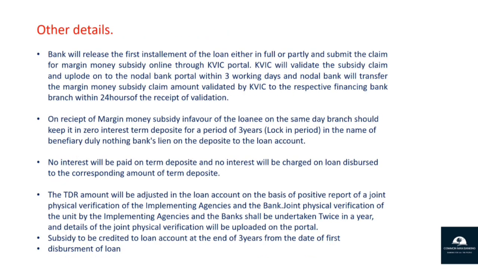And other details. After your loan is sanctioned, the bank will release it either in one installment or in two or three installments. The bank will check each installment, how much work has proceeded and how much is completed, and part of the installment will be released to the unit. After completing all the installments, the disbursement details have to be entered in the portal, and after 24 hours of validation, the subsidy amount, that is the margin money subsidy, will be transferred to the beneficiary's bank.